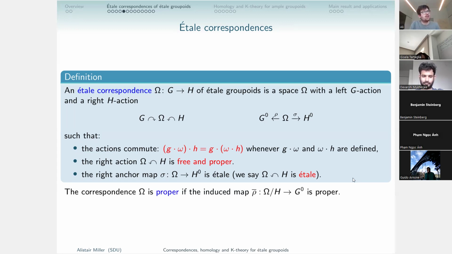And just like you can ask for a continuous map of spaces to be proper, we can ask for a correspondence to be proper. That's if this map here, which I've called rho bar, is proper. What rho bar is, is the range map, which is going to be invariant under the right action of H. So it descends to a map of the quotient, the orbit space, and we can just ask for this to be proper. This is the sort of thing that's going to actually get us things on the level of K-theory, etc.